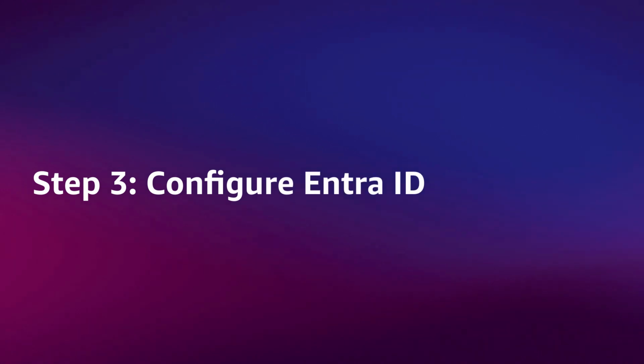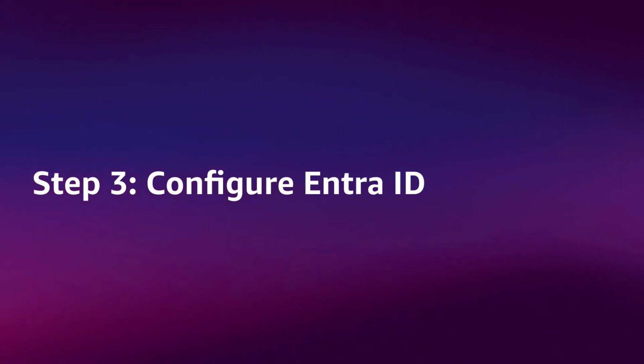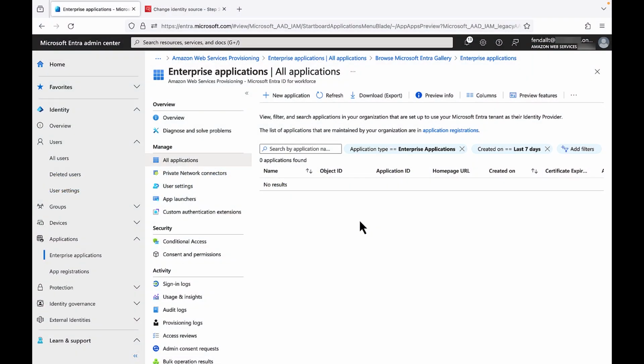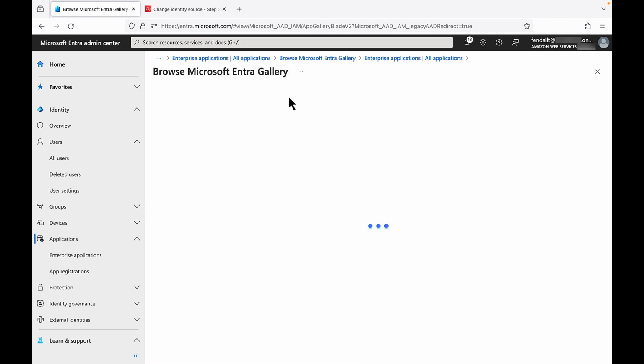Step 3 is to create and configure an enterprise application in Entra ID to represent IAM Identity Center. So I will jump over to the Entra ID Admin Center. To create the enterprise application, you first need to sign into the Microsoft Entra Admin Center as a Cloud Application Administrator. I am already signed in, so now I will navigate to Identity, Applications, Enterprise Applications, and then choose New Application at the top.